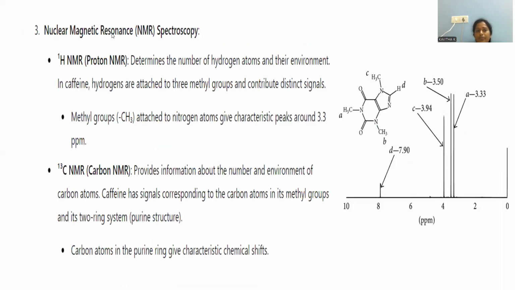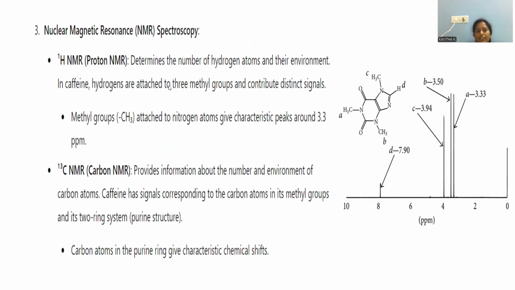Let's go with nuclear magnetic resonance spectroscopy. NMR spectroscopy is either proton NMR or C13 NMR. Proton NMR is used to observe the environment of the protons, and C13 NMR is regarded for the nature of the carbon atoms.